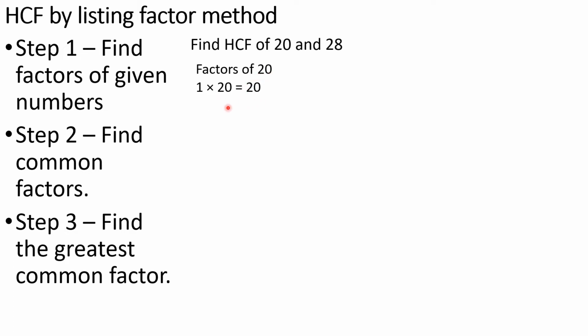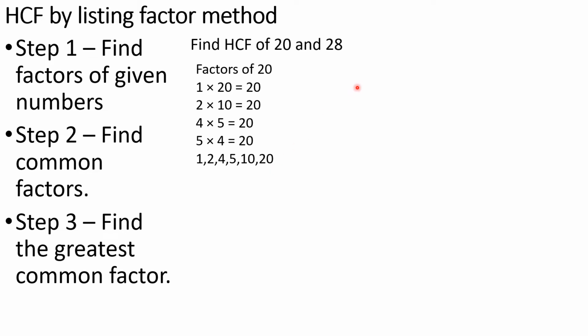Then we know that 20 is divisible by 2. That's why 2 tens are 20. Now it is not divisible by 3 because 2 plus 0 equals 2 and 2 is not divisible by 3. That's why we will go for 4. Yes, 20 is divisible by 4. 4 fives are 20. Then it is divisible by 5 also. 5 fours are 20. Now 4 fives and 5 fours are repeating. It means we will stop here. Now we will arrange these factors in ascending order: 1, 2, 4, 5, 10, 20. So factors of 20 are 1, 2, 4, 5, 10, 20.